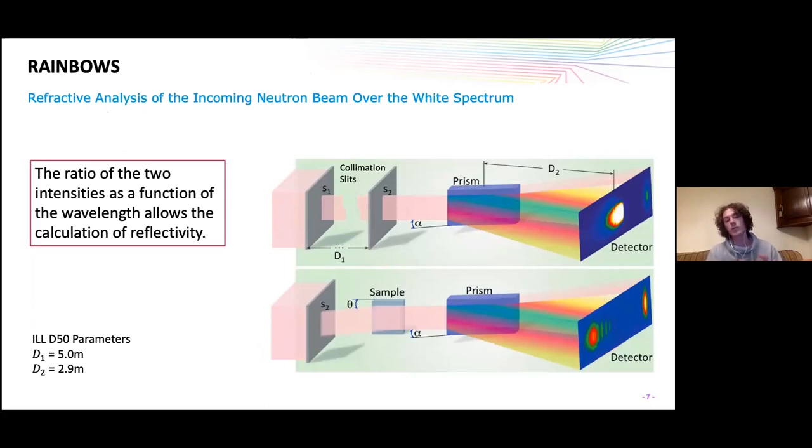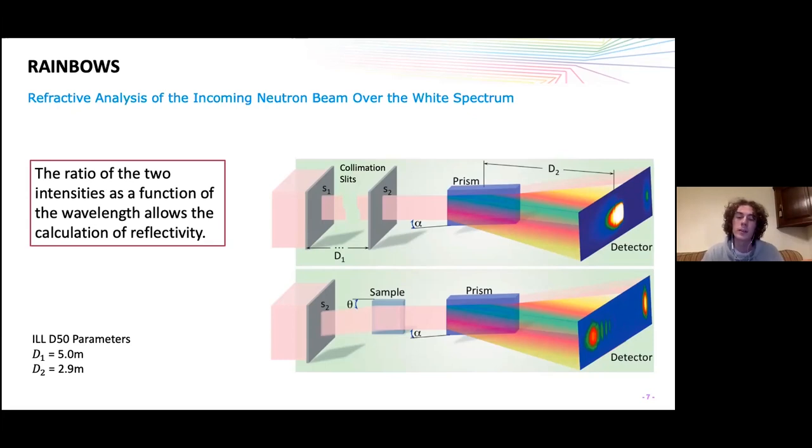And on the right-hand side, you can see a very nice figure where you can see a neutron beam going into your collimation slits, S1 and S2. And then it hits the prism at an angle alpha to the surface, and then the prism spreads it out, and that hits the detector, and that's what gives you the curve that you see.